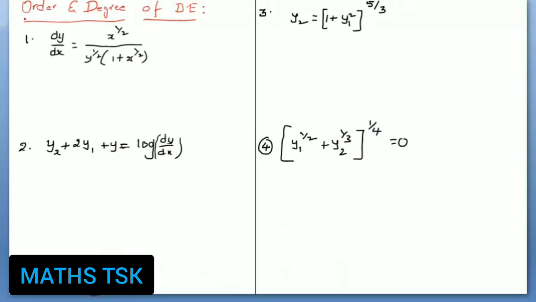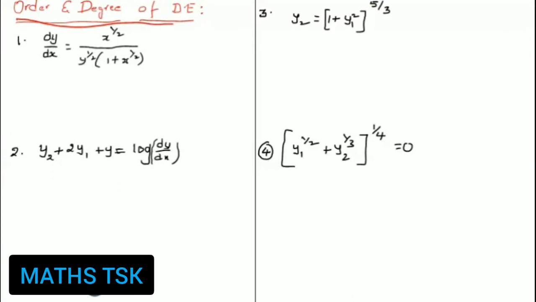Find the order and degree of the differential equation. Look here. For the first one, what is it? dy/dx is equal to x to the power of 1/2 by y to the power of 1/2 into 1 plus x to the power. Whatever may be the degree of x and y, no need to bother. We have to bother about the degree of the derivative. The derivative is free from radical index. Its least value is 1. There is no other least positive integer less than 1. So this is a differential equation.